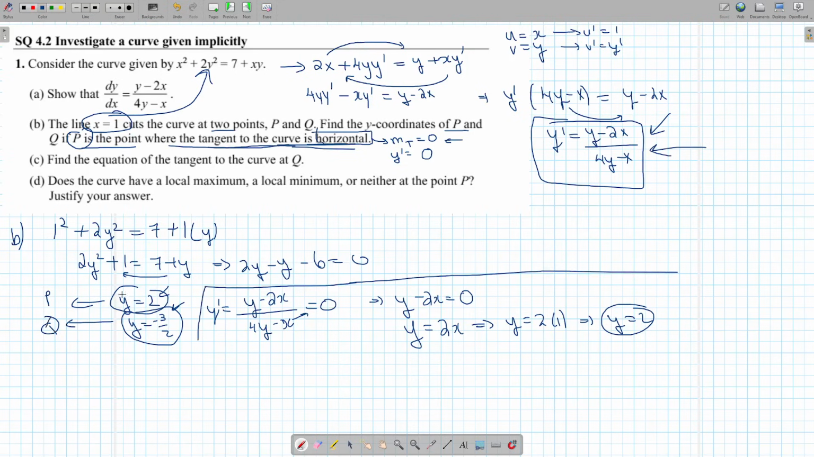So now that we know P is for 2 and Q is for negative 3 over 2, we can write this in a smooth way. P is 1 comma 2, Q is 1 comma negative 3 over 2. Cool. Part C, find the equation of the tangent to the curve at Q. How do we find the equation of the tangent? Let's go down here.